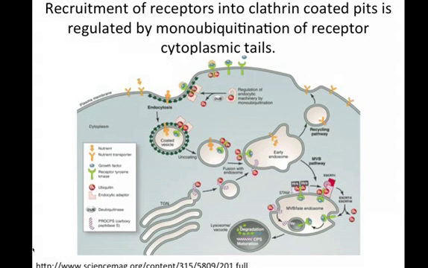Do you mean that when it's ubiquitinated, it's recruiting? When it's monoubiquitinated, it recruits that endocytic machinery and then is recruited into a clathrin-coated pit and endocytosed. And this is not ubiquitination that sends something to the proteasome. It's a different kind of ubiquitination. That's why I keep saying monoubiquitination, not polyubiquitination. Okay?